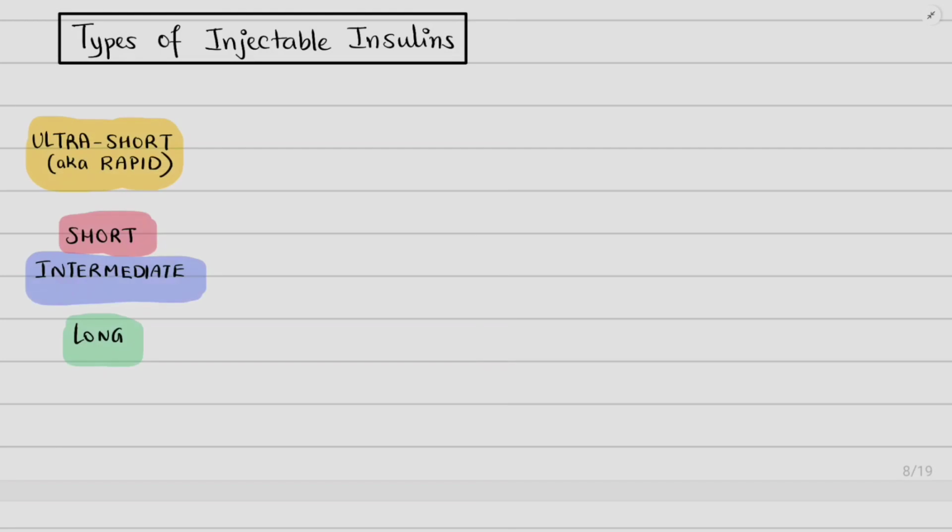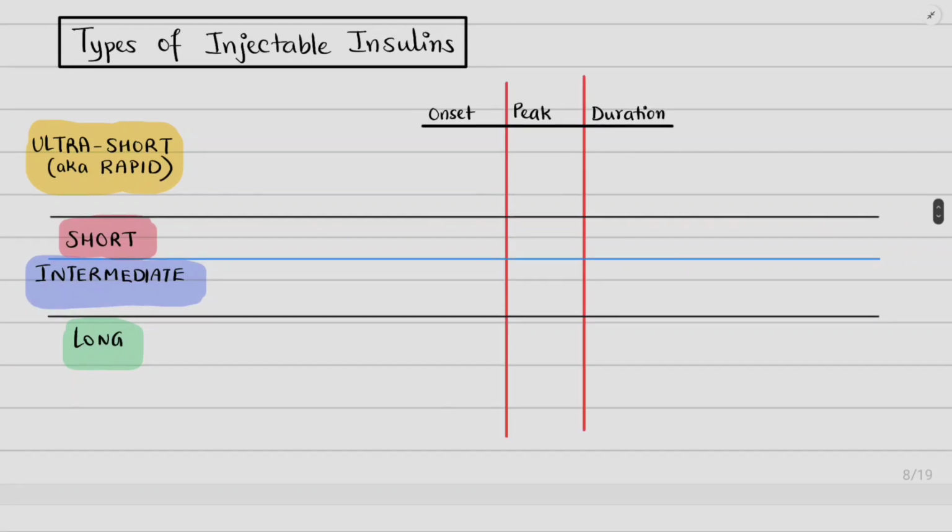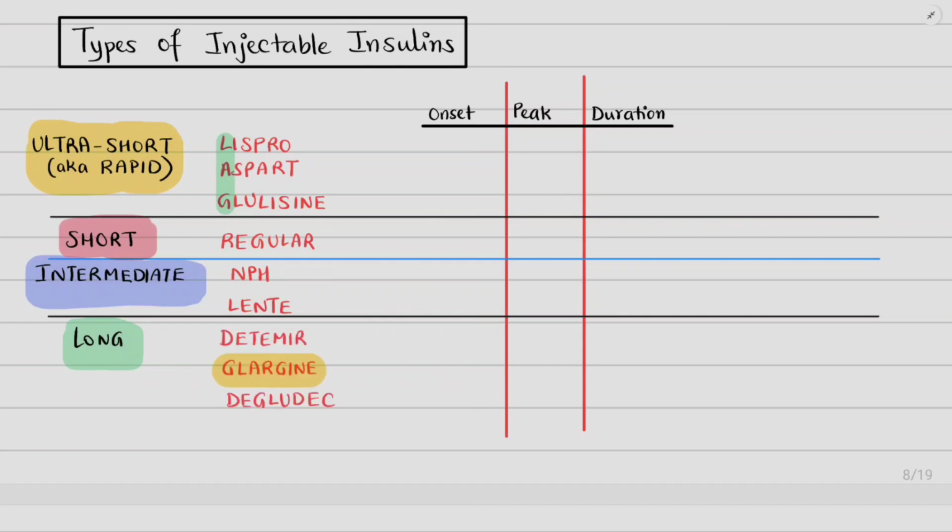These are ultra short, also known as rapid insulin, short, intermediate and long insulin. So these are based on their duration of action. The ultra short insulins are Lispro, Aspart and Glulisine, so the mnemonic is LAG. Then short insulin is also known as regular insulin. Intermediate insulin has two examples, NPH, also known as neutral protamine Hagedorn, and Lente insulin. And long acting insulins are Detemir, Glargine and Degludec.